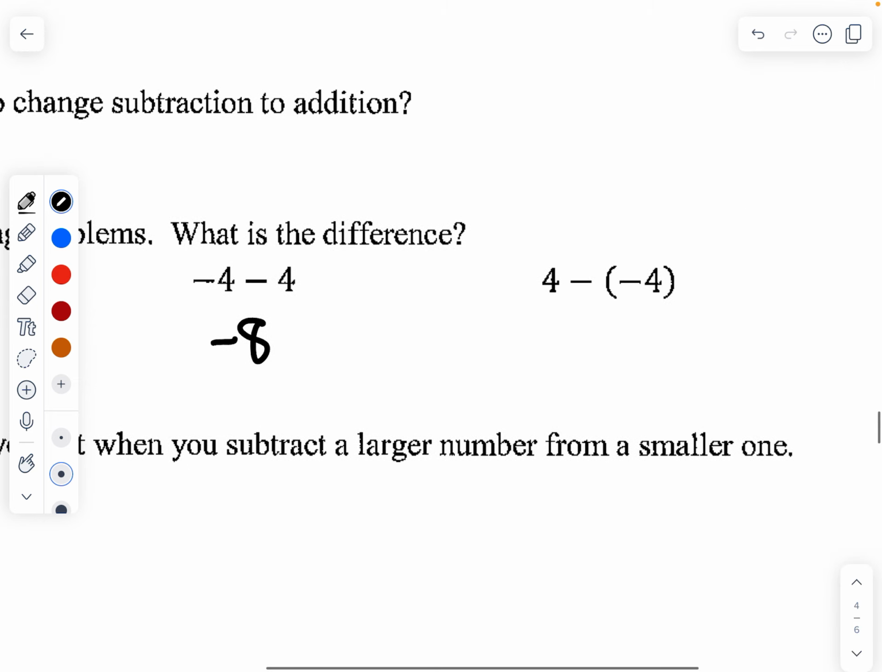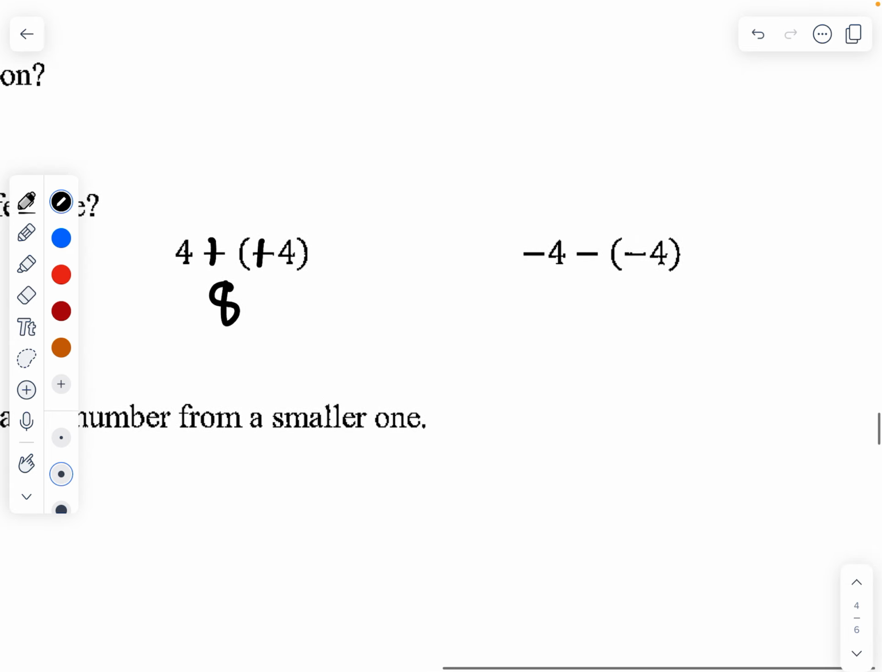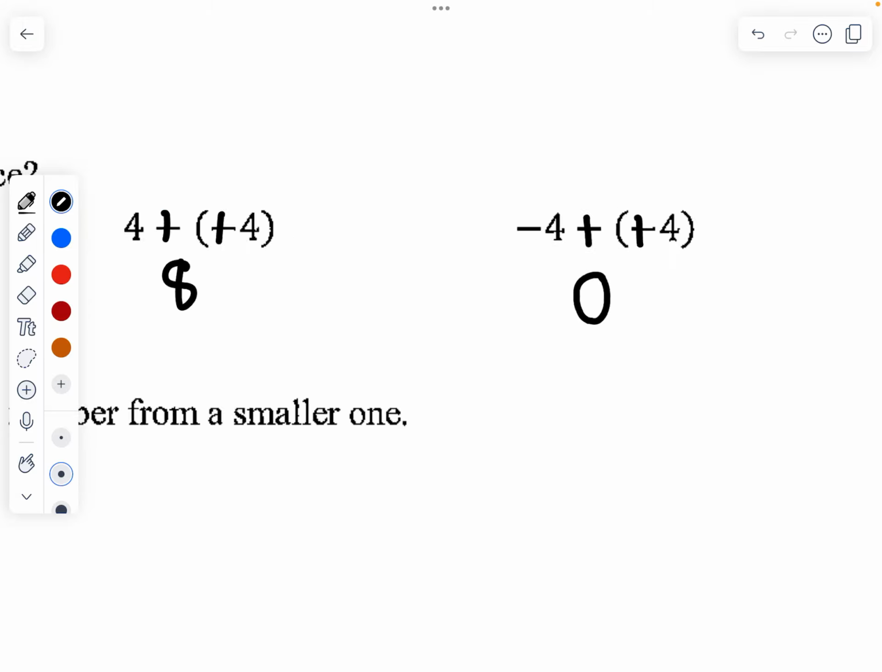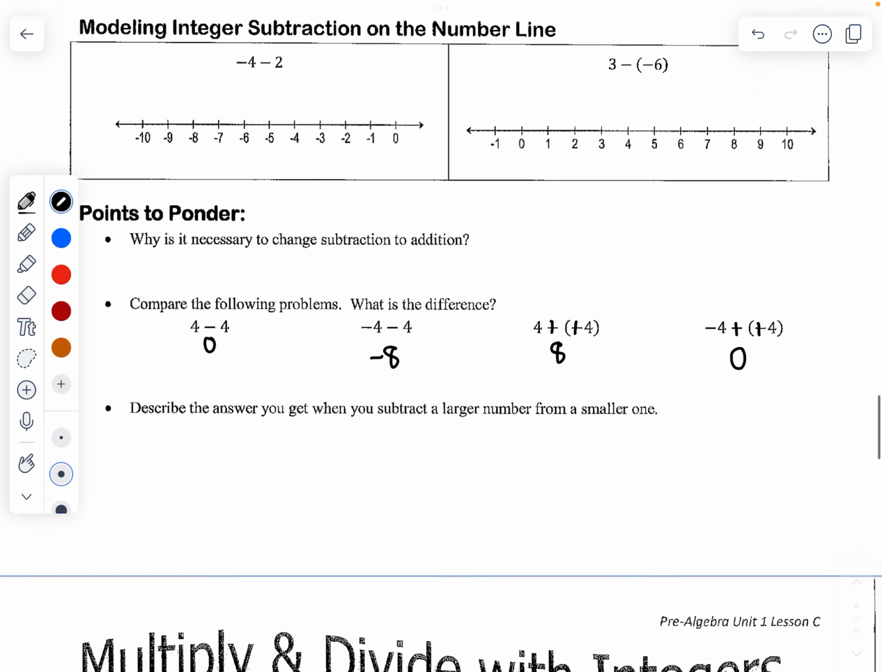Now the signs are in different spots, so the second 4 is negative, the first 4 is not, and it's going to be an additive inverse problem, so now it's positive 8. And now there's another negative, so another additive inverse, different signs. We're going to get a 0 again here because they have different signs. So be careful where the negatives are.